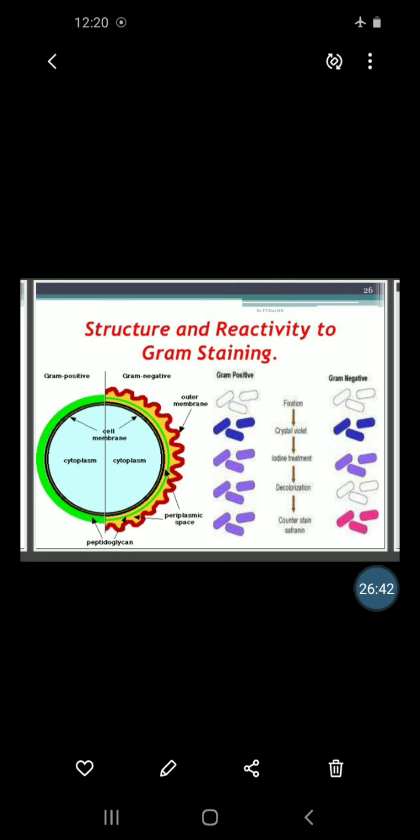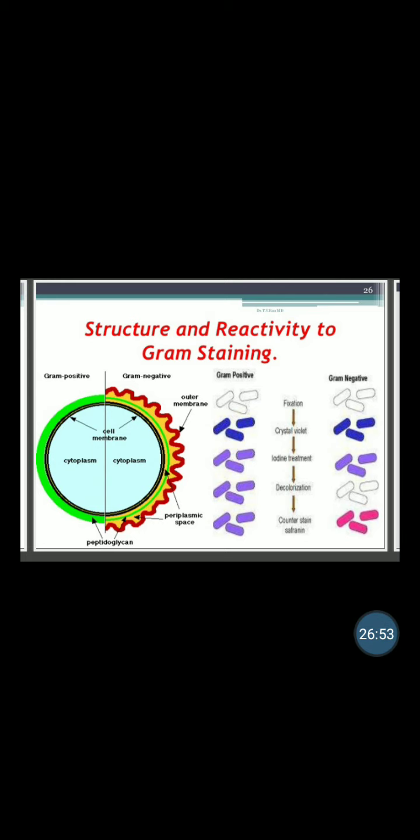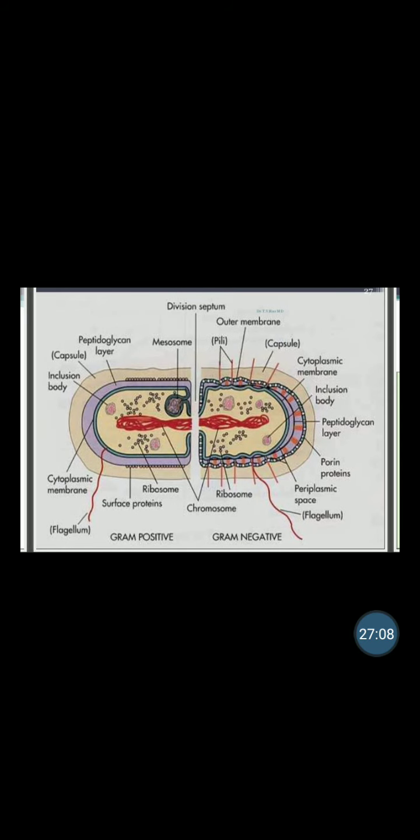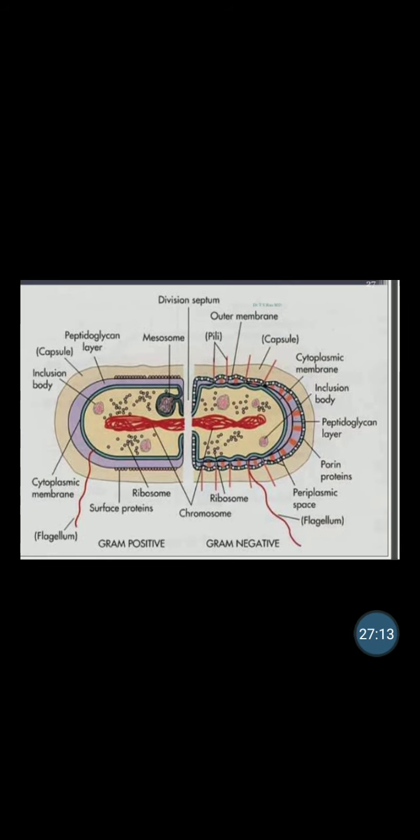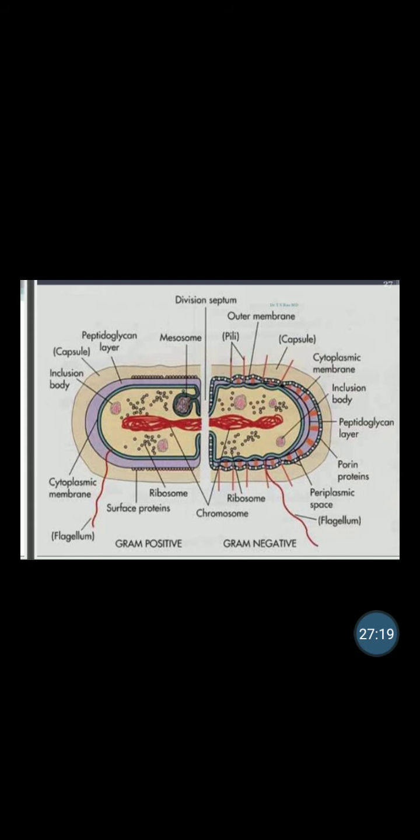Here we can see the difference when it is purple, when it is pink, and when it is colorless. For decolorization, in Gram positive it is purple, and in Gram negative it is colorless. And last, for the counter stain, that is fuchsin, in Gram positive it is purple, and in Gram negative it is pink. Here we can see in detail the structure of Gram positive and Gram negative bacteria, along with every part.